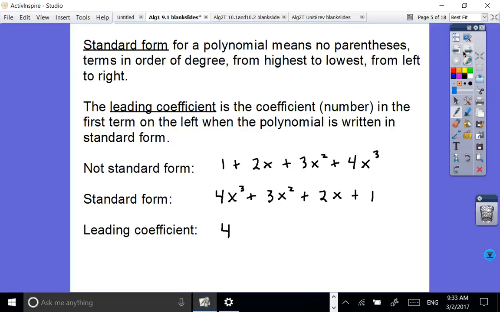All right, the leading coefficient is whatever's the coefficient of the first term. When you put it in standard form, whatever is the first term, look at the number in front. That's the leading coefficient. So this one here is not standard form, because the highest power term is on the right. This would be in standard form because it's got the highest power term here, and then it goes down, 3, 2, 1, 0. Now, once I put it in that form, when we say the leading coefficient, that means the coefficient of that first term, 4.